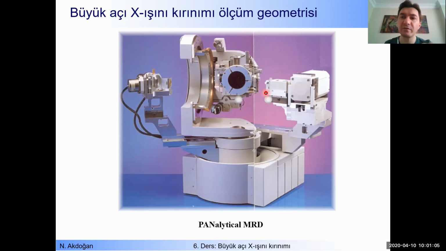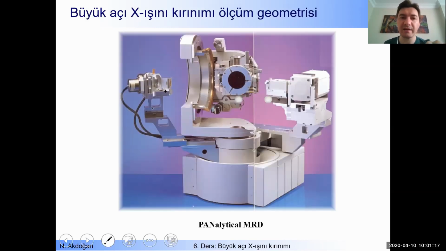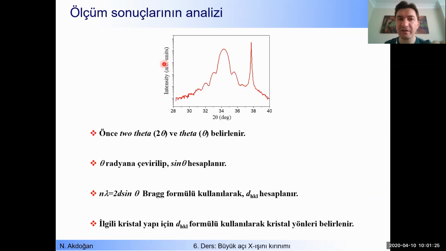I have discussed all these things during the last lecture. So you change the position of the sample and detector, I mean 2 theta, okay? And then you send the X-rays and record the intensity within the X-ray detector. So this is the intensity recorded by the detector. So here you have a signal, okay?